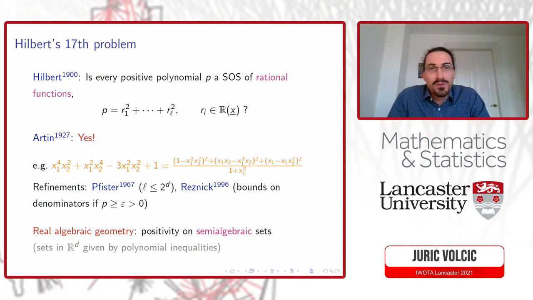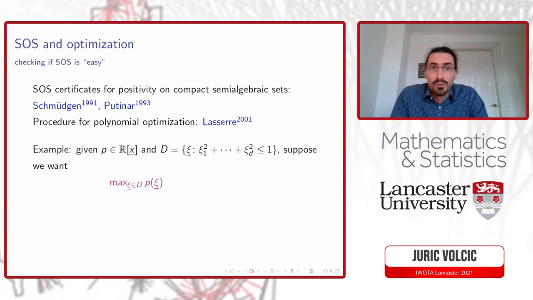Hilbert's 17th problem, of course, has a great appeal to algebraists. But in general, these sums of squares representations also have great applicative value, concretely in polynomial optimization. Later on, this kind of sums of squares certificate for positivity was also given, for example, not just for global positivity like Hilbert's 17th problem, but also for positivity on compact semi-algebraic sets. The main two results are by Schmüdgen and Putinar. And these results were then used for getting an algorithm for polynomial optimization by Lasserre.